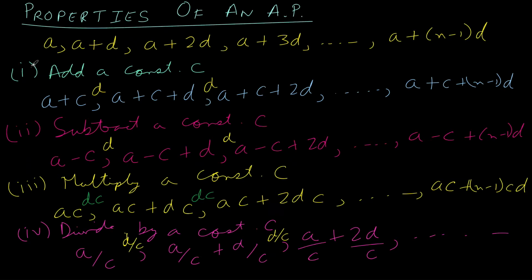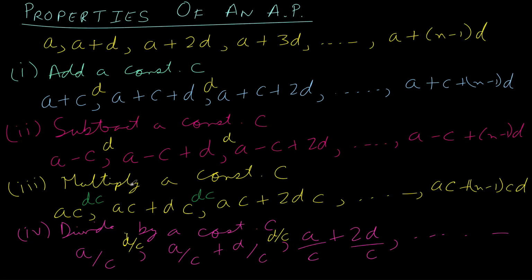So just a recap, if we add a constant C to an AP, it still remains an AP, the common difference remains the same, D, and only the first term changes to A plus C. The same is true if you subtract a constant, the sequence still remains an AP, the common difference remains the same D, it's just that the first term gets reduced by C, so the first term is A minus C.